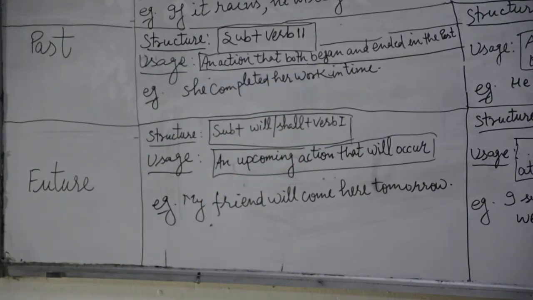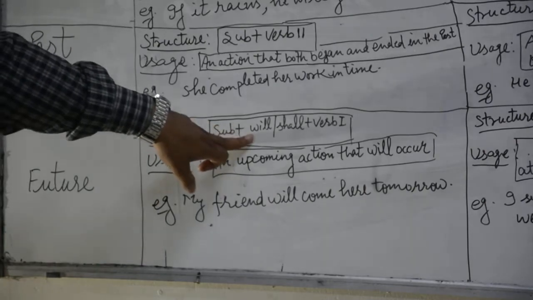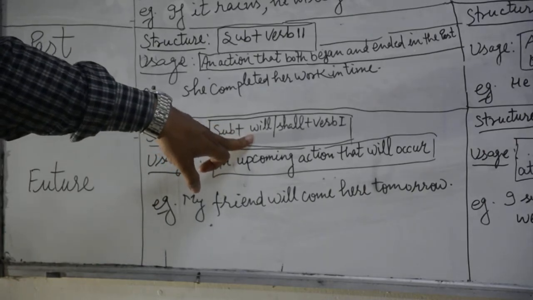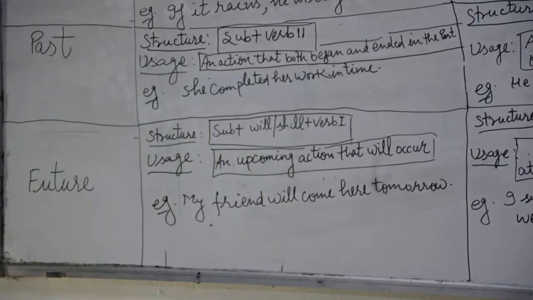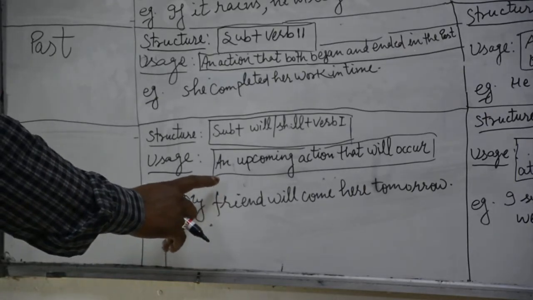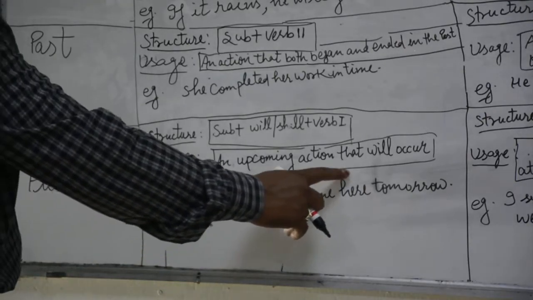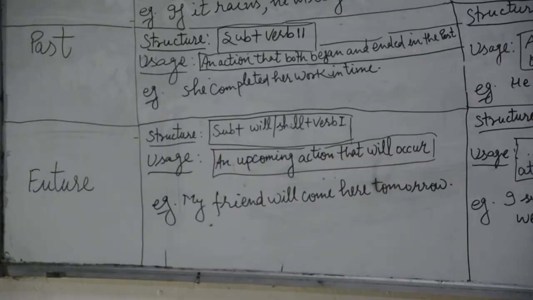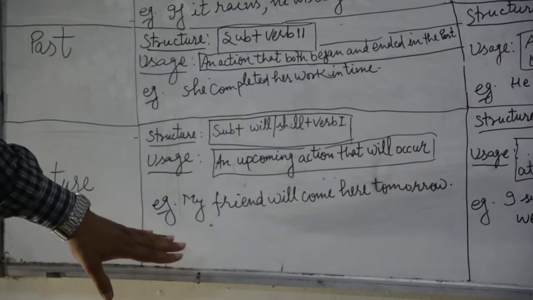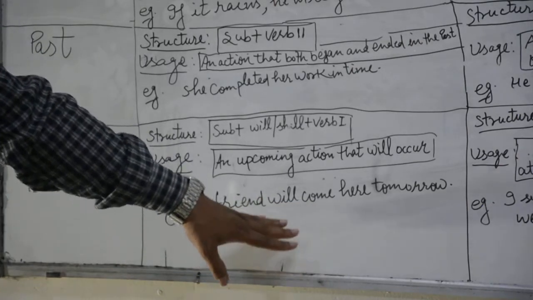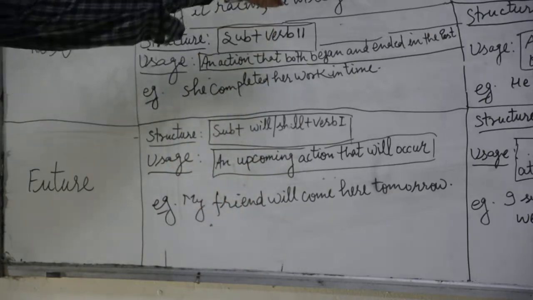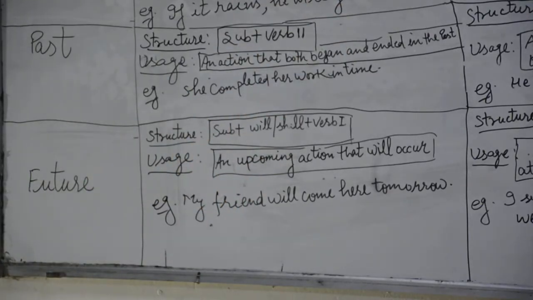Generally, he, she, it, you, they are followed by will, and I and we are followed by shall. Usage: this tense is used to indicate an upcoming action that will occur. For example, you can say, my friend will come here tomorrow. So this is showing that the activity of coming will take place in future time. This is future indefinite.